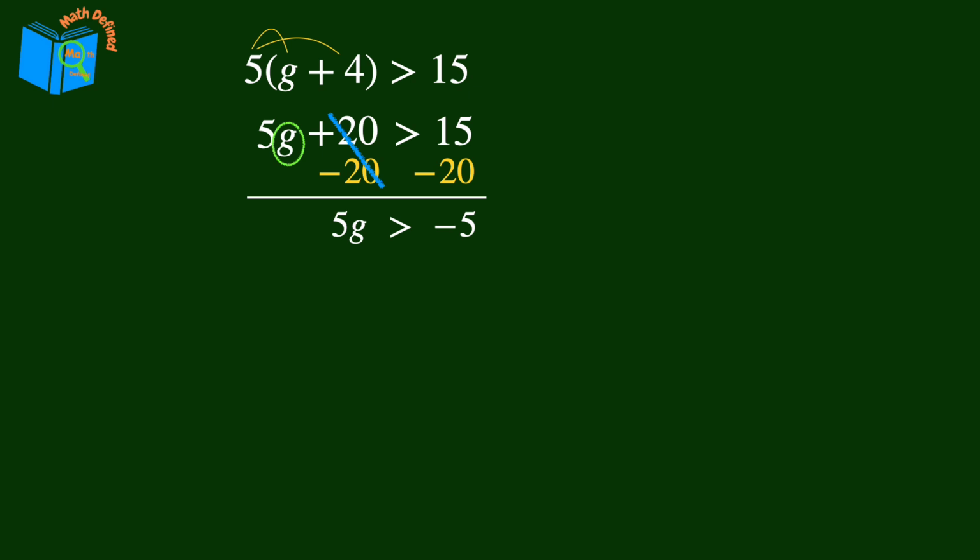The last step is to divide both sides by 5. On the left side, the 5's cancel out, leaving g is greater than. On the right, negative 5 divided by positive 5 is negative 1. The solution is g can be any value greater than negative 1 for the inequality to be true.